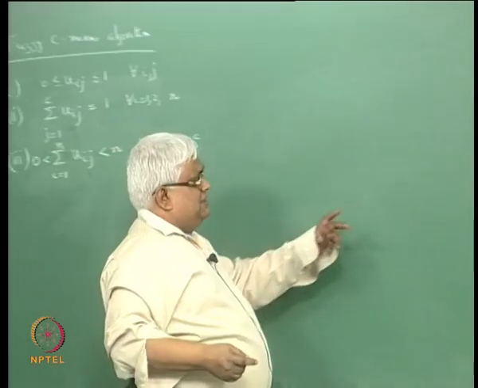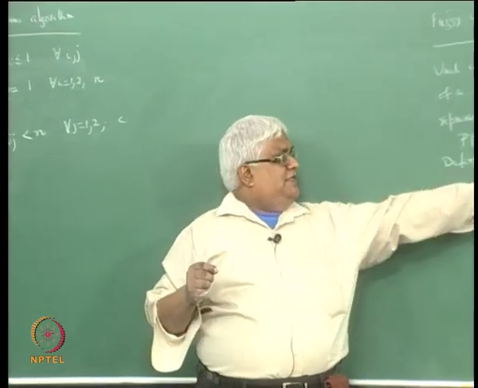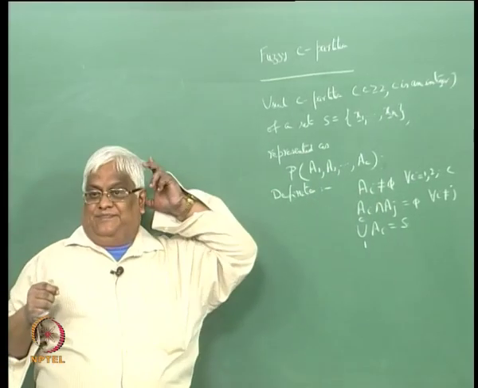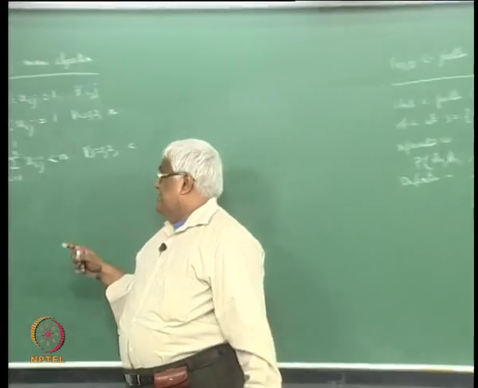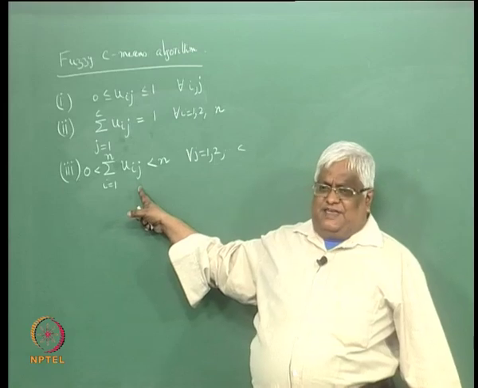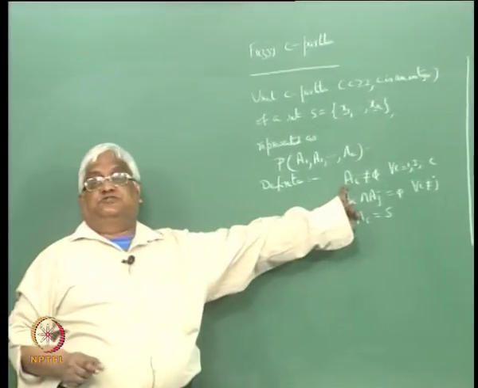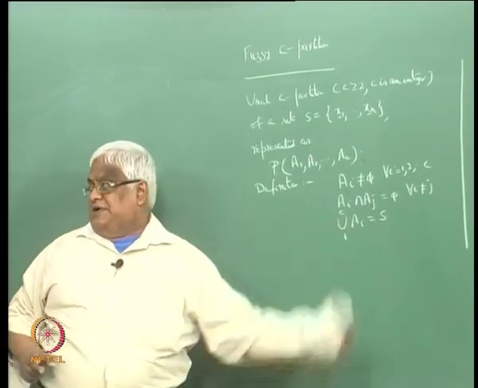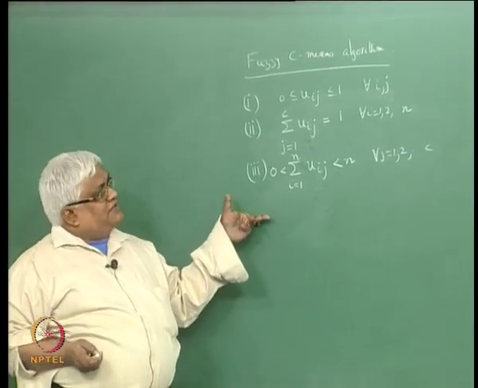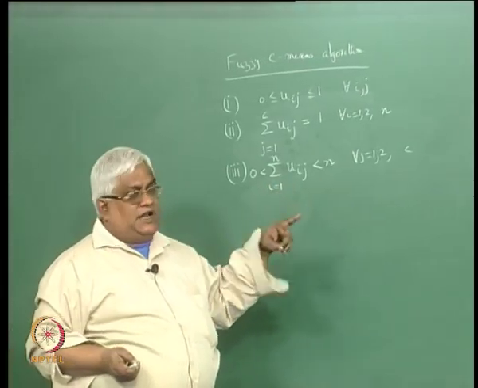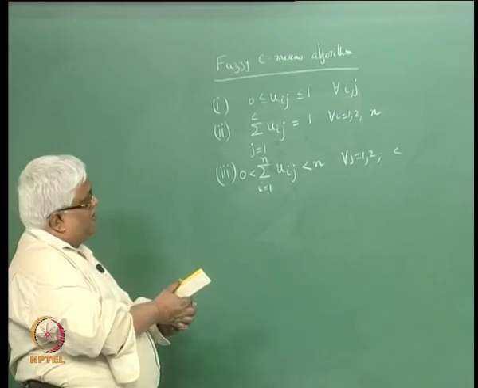The corresponding thing in these properties is Ai is not equal to phi for all i. That means every set has at least one point. If a set has no points, all the membership values will be 0 and the summation also will be 0. So, this is actually an extension of this property. If uij satisfies all these three properties, then you say that it is a fuzzy C partition of the data set.